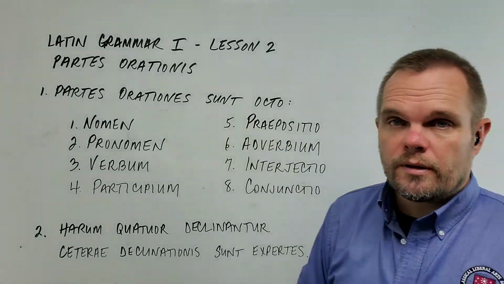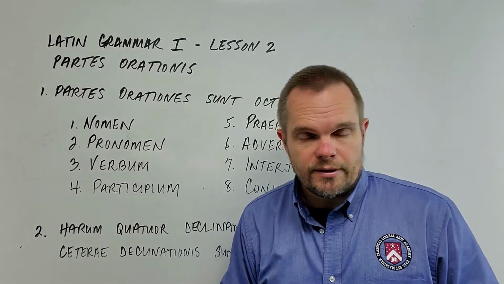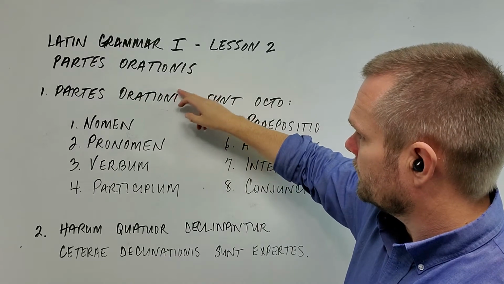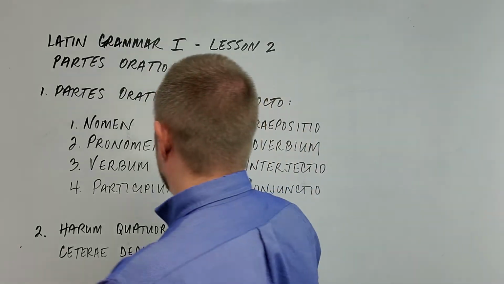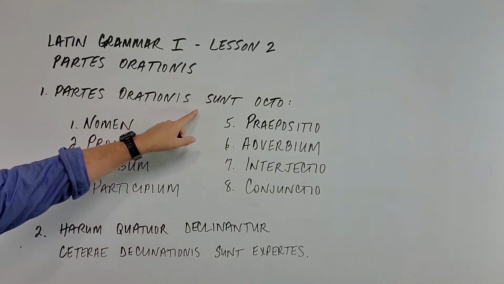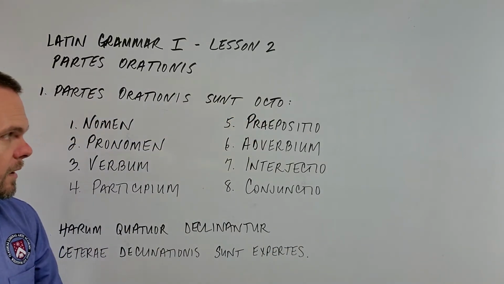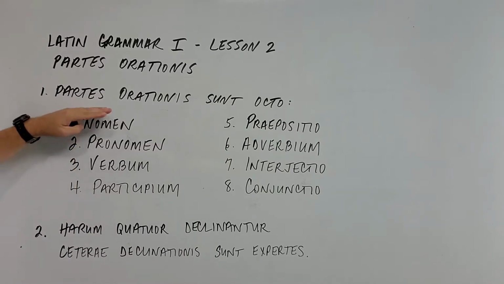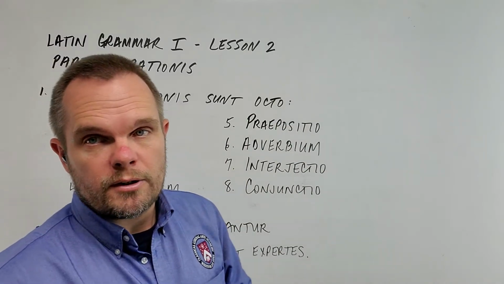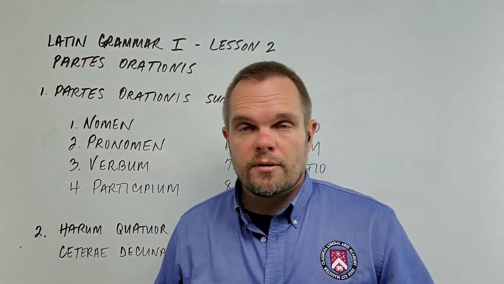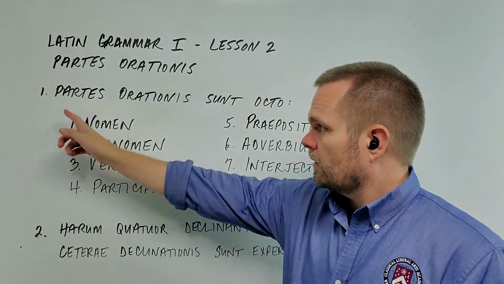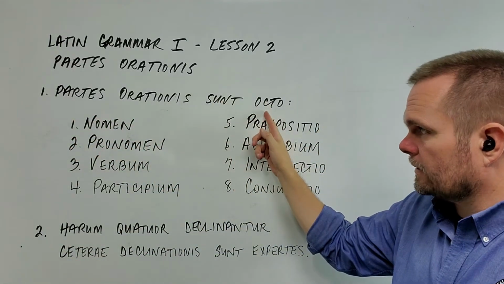The first rule in your lesson in the Latin says partes orationis. That's actually written wrong. Partes orationis sunt octo. And what that means is that the parts of speech are 8. Octo. Just remember, an octopus is an animal that has 8 feet. Octopus. The parts of speech are 8.